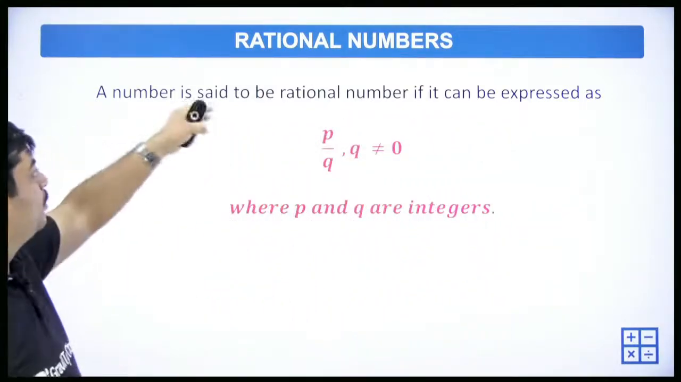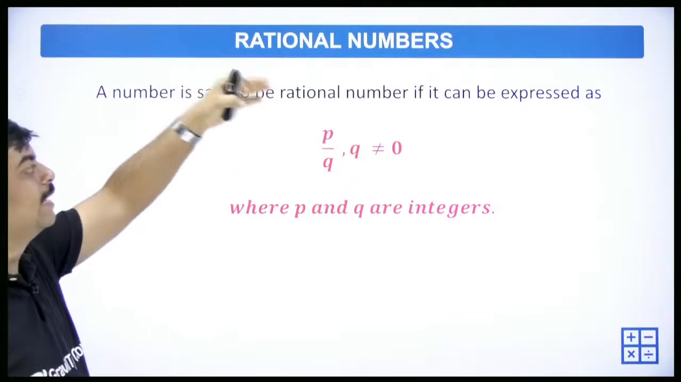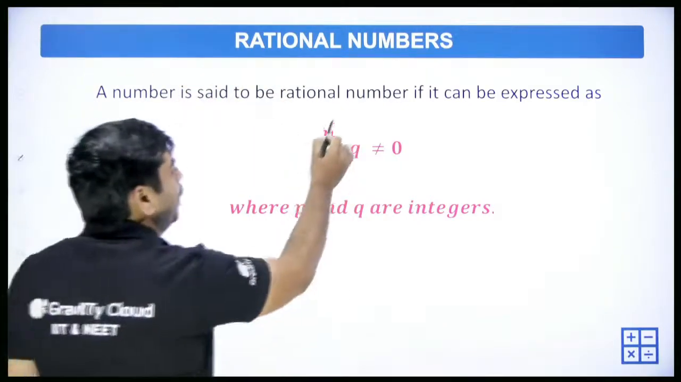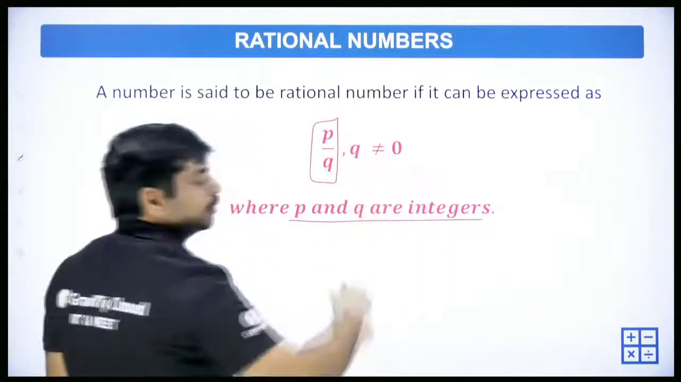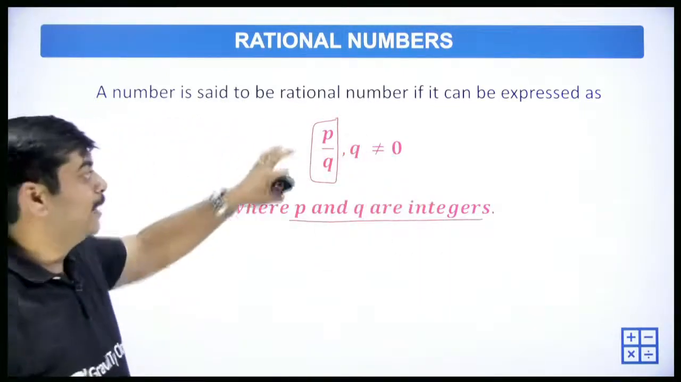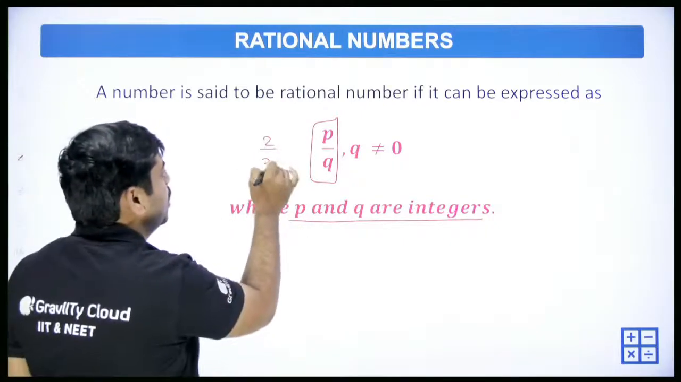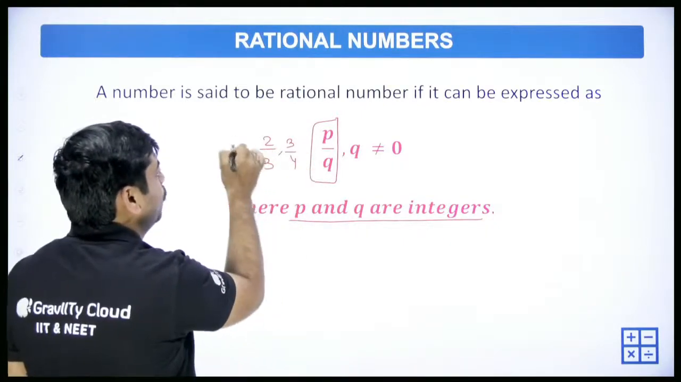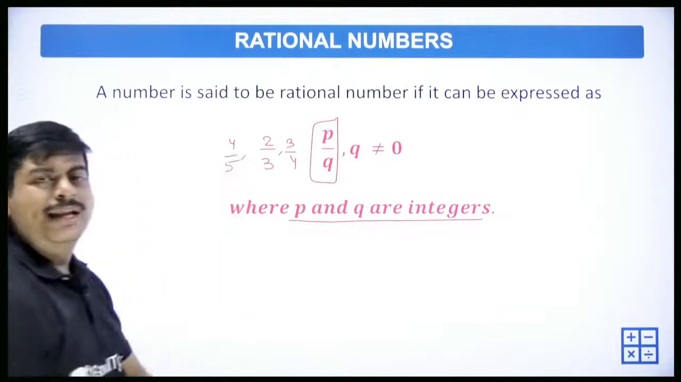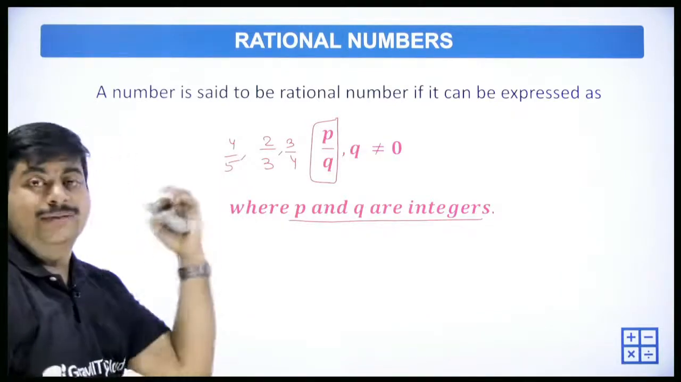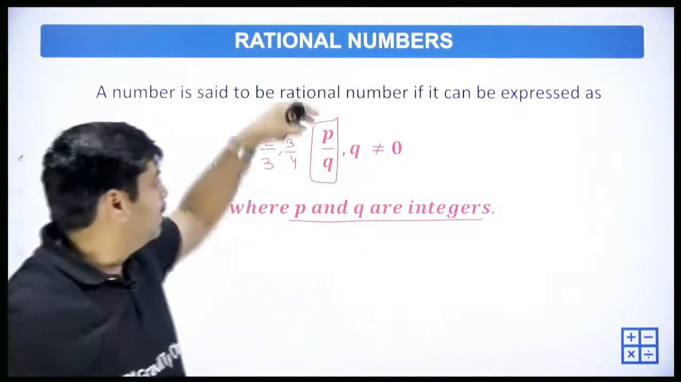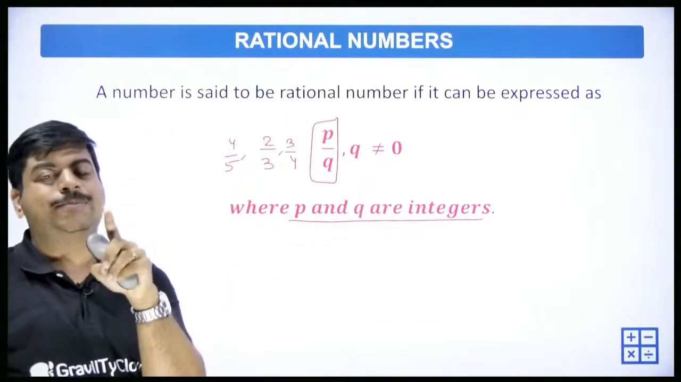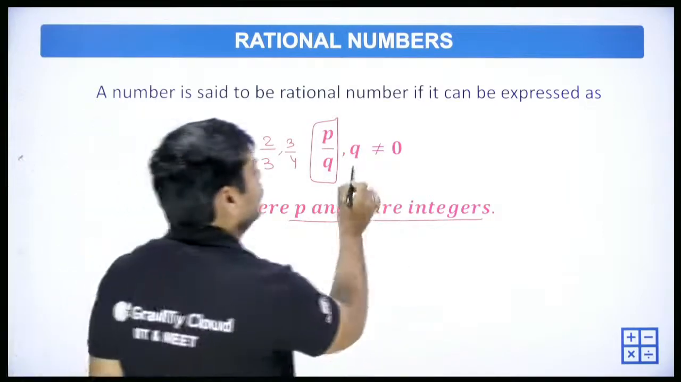A number is said to be a rational number if it can be expressed as P by Q, where P and Q are integers, something like 2 by 3, 3 by 4, 4 by 5, positive as well as negative. Where P and Q are integers, but one more exception is there, that Q should not be equal to 0.